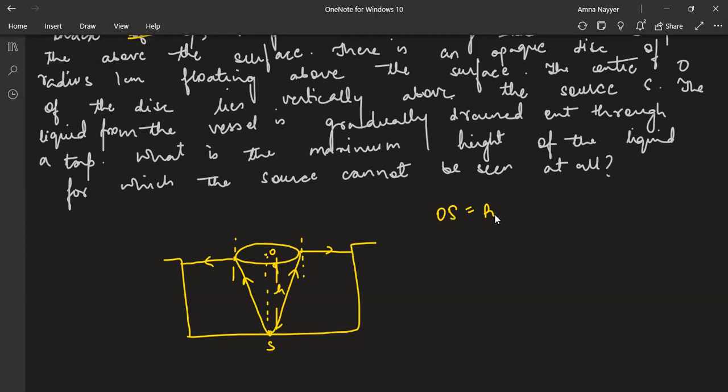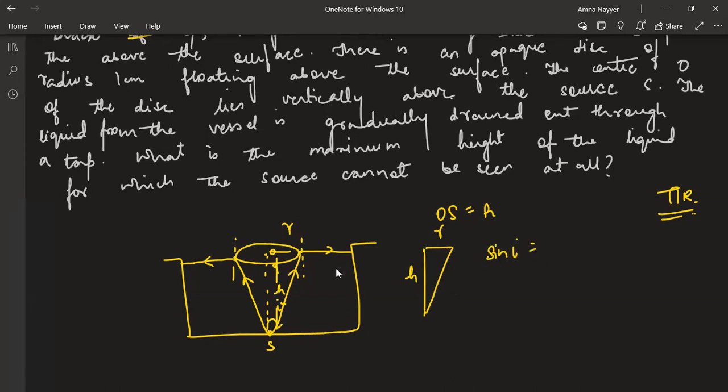So O is the point lying vertically above S, the source. Here also TIR is occurring. Now, if TIR is occurring, then the angle formed will be the critical angle. Now, if you take out the value, this is R. I'm drawing the triangle separately. Look here. This is the radius R, just this part. This is H.